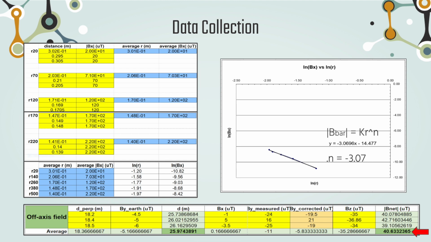Also, according to the data that were collected, the value on the bottom right-hand corner demonstrates the experimental value for the magnetic field off-axis. In my experiment, the magnetic field value was 40.633 microteslas.